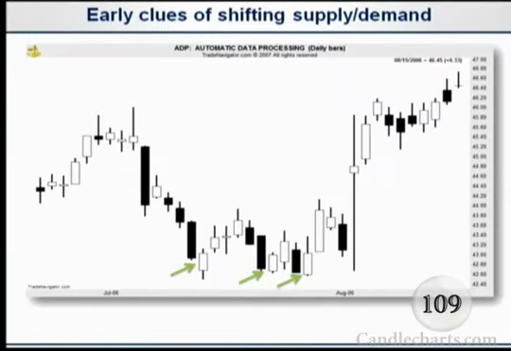So here we have early clues of shifting supply and demand. The bears are in charge. Bulls intrude a little into the bears' territory, a little bit here. Here's where it gets more than halfway into the black real body. So this third green candle is the piercing pattern.